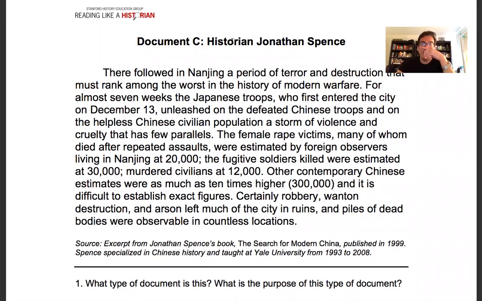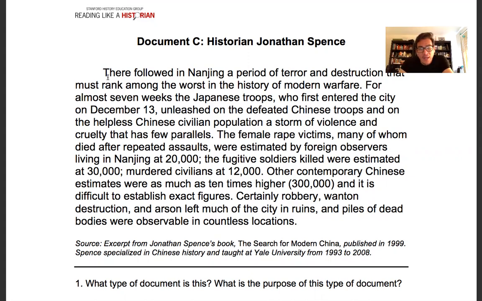So let's take a look. What does Jonathan Spence say happened? As we read, before I dive in, I want you thinking: in what ways is this similar to or different from the Japanese textbook? And in what ways is this similar to or different from the Chinese textbook?